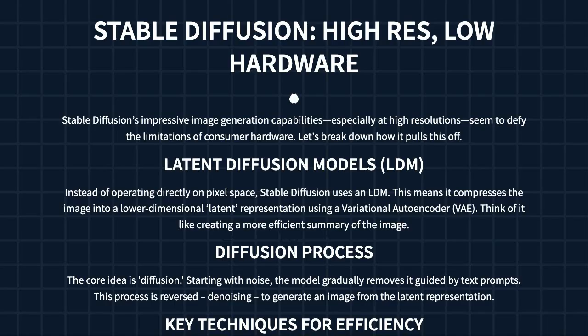Then, it performs its diffusion process, slowly removing noise in that latent space, guided by your text prompt. And because most of this processing happens in this compressed form, it doesn't require as much computing power or memory as if you were working directly with high-resolution pixels. Plus, techniques like model distillation and attention mechanisms really help to optimize the process. Basically, Stable Diffusion is a master of efficiency.